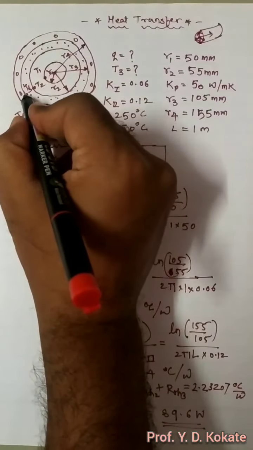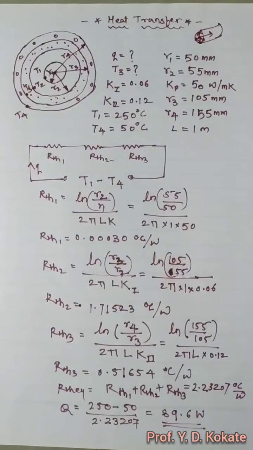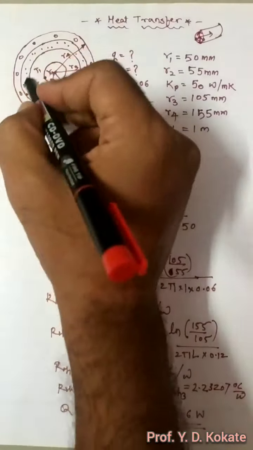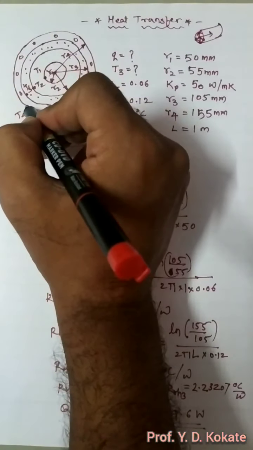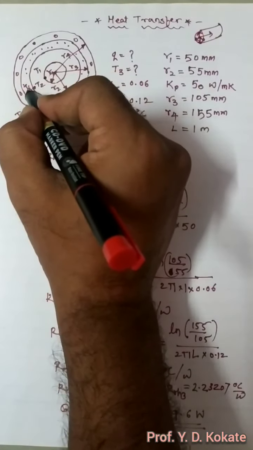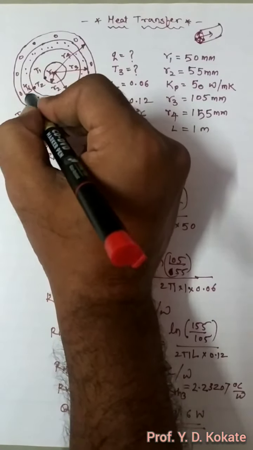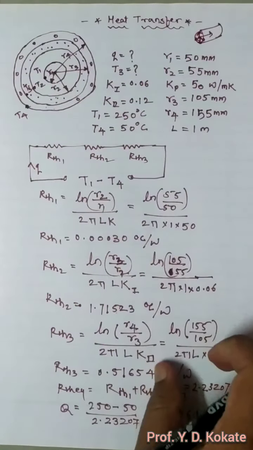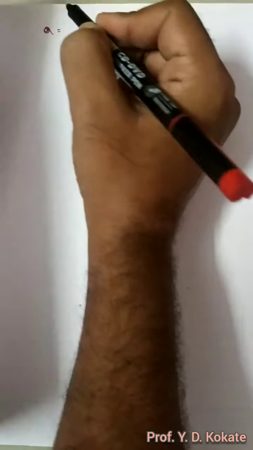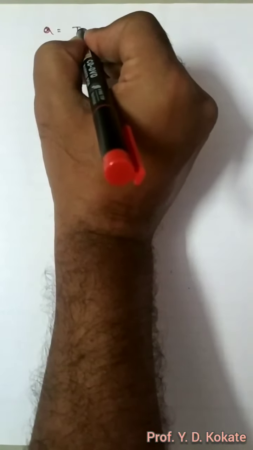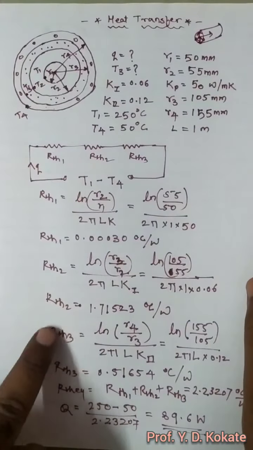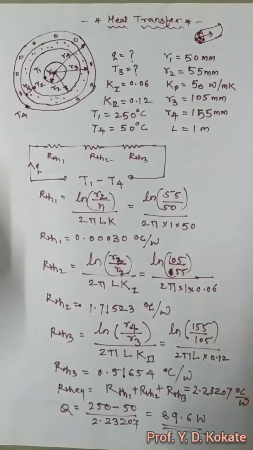Now we want to find this T3 temperature. To find this T3 temperature, we require only one known temperature. T1 is known, T4 is known. If I take T1, I have to take two resistances. If I take T4, there is only one resistance between them. So I will choose that one, T3 minus T4. So Q is equal to T3 minus T4 divided by only one resistance. Which one is that? That is nothing but RTH3.